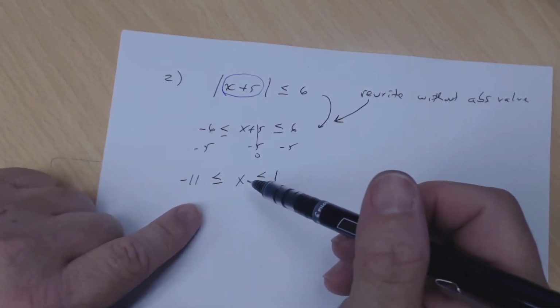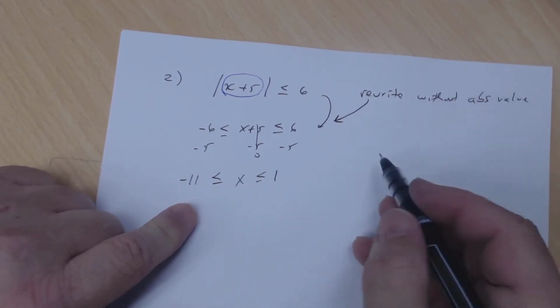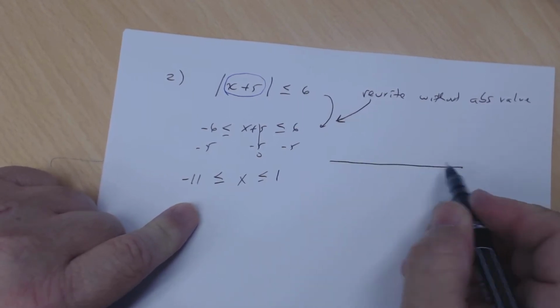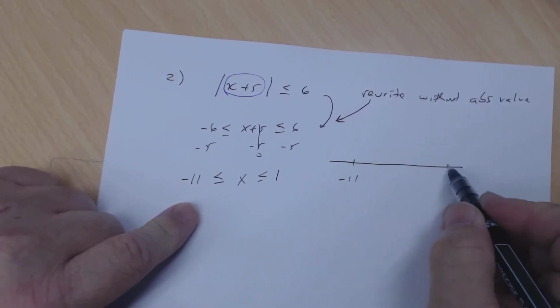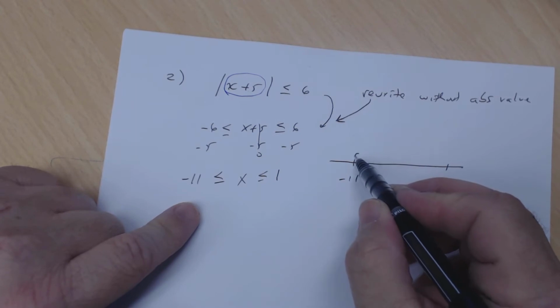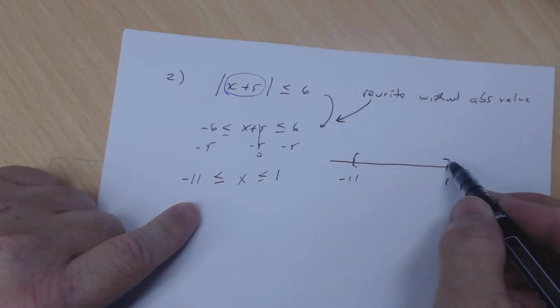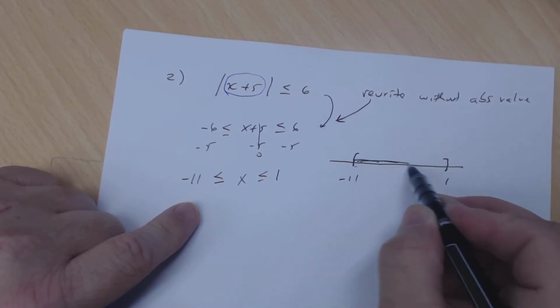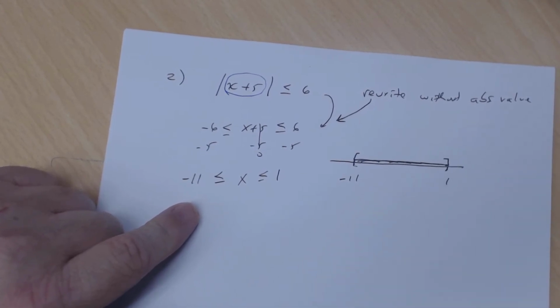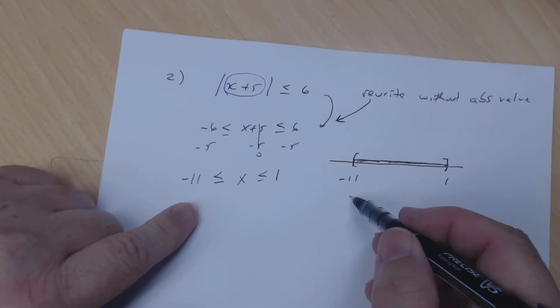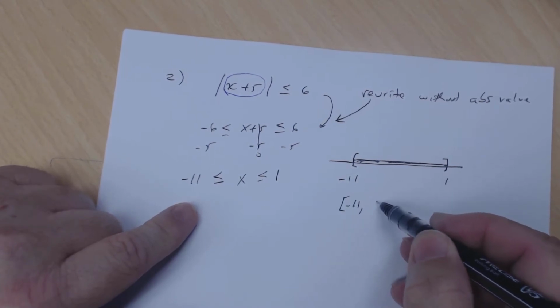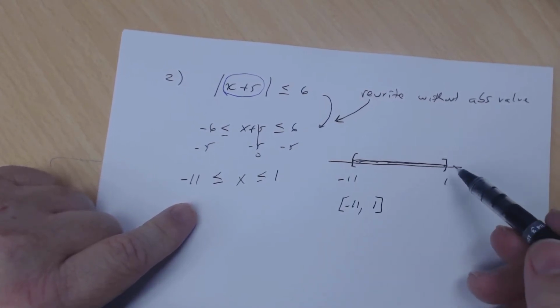So my solutions are between negative 11 and 1. And if you were asked to graph it, so here's negative 11, here's 1, bracket at negative 11, bracket at 1, and you're shading in everything between them. Okay? In terms of interval notation, you're going to say bracket negative 11, comma, 1 with a bracket. So there's the graph.